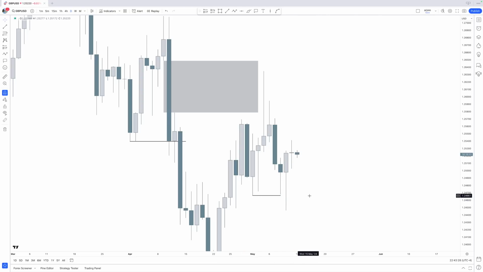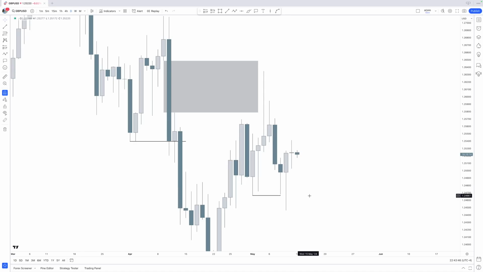Why is this important? Because this creates a context area. A context area creates an overall area where you have the highest probability of time frames below the daily right here for order blocks to actually hold. So for lower time frame order blocks to hold.